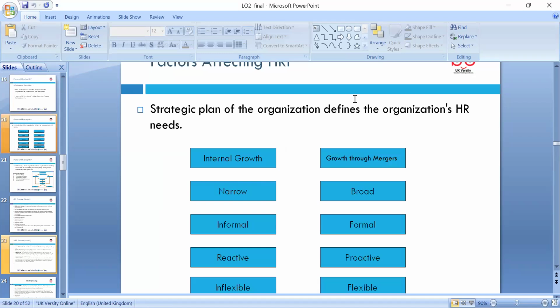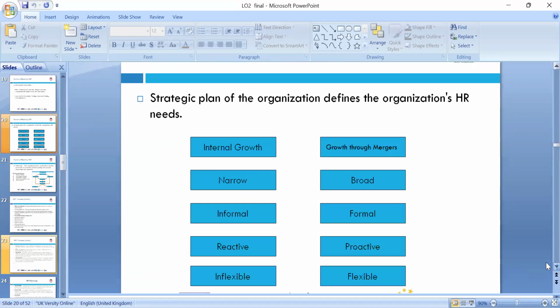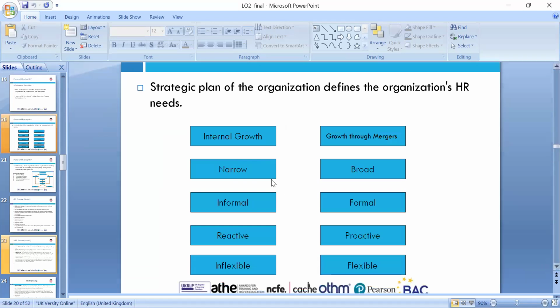So when we look at the factors affecting, we need to look around internal growth. We can look at growth through mergers, narrow, broad, informal, formal, reactive, proactive. We need to be inflexible, flexible. So HR planning needs to focus on these. Any question, Osama, if you have, please?